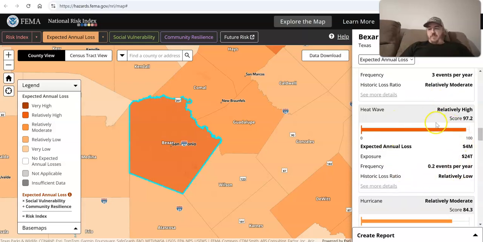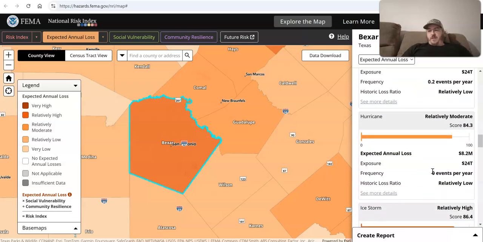Yeah, we do have a heat wave. It's funny that it says only 0.2 events per year. It feels like we have one every summer, but apparently it's got to get hotter than I think for that to count. Hurricane frequency, 0 events per year. It's so strange to me that we have this 84.3 score. We're just too far inland. Like, if we do get hit by a hurricane, we're getting the very edges of it.